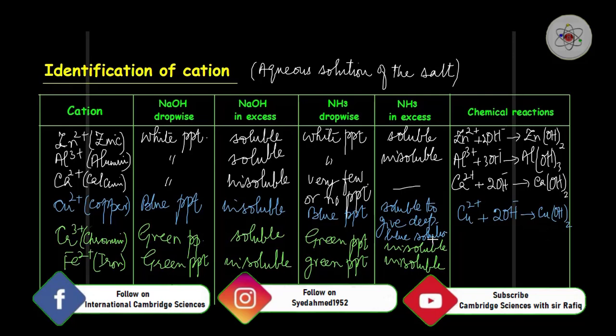So basically these green precipitates are chromium hydroxide and iron hydroxide respectively. So chromium reacts with hydroxide to form chromium hydroxide, an insoluble salt, and Fe2+ also reacts with hydroxide to form Fe2+ hydroxide.